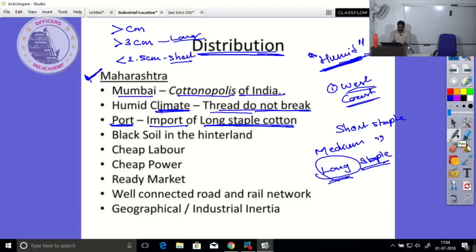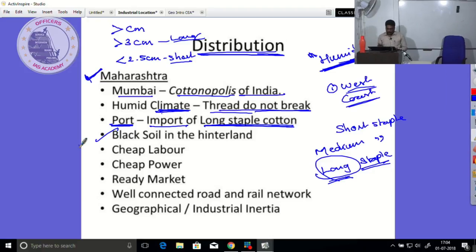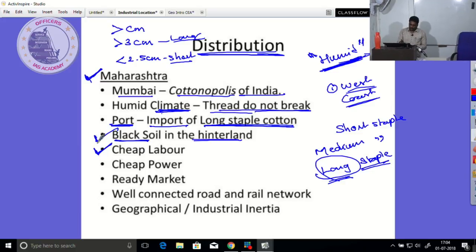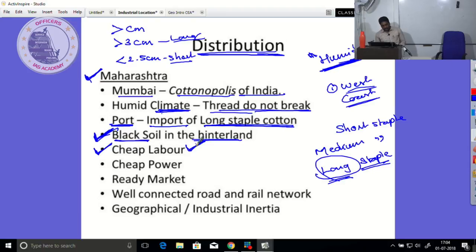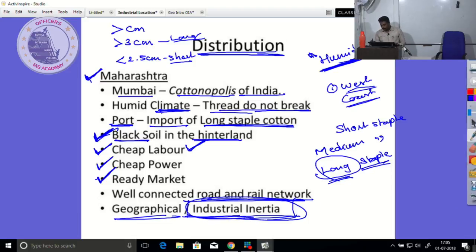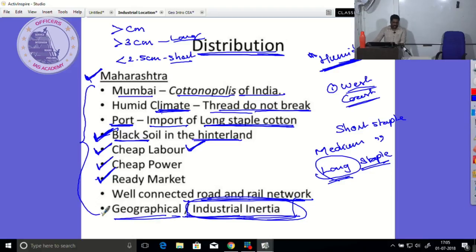Apart from that, when I talk about the locational aspect of Maharashtra, yes, it is located along the black soil in the interland. Apart from the black soil, you have the availability of cheap labor. Entire India, this factor almost works. Cheap power. Ready market. Mumbai itself is one of the greatest markets for it. Well-connected road and rail network. And obviously, the so-called geographical or industrial inertia. If I remember, in 1854, the very first successful cotton textile industry was set up in Maharashtra. The first attempt was a failure, and the 1854 setup was successful. That also acts as that industrial inertia. Now these are some of the factors which justify the location of cotton industries in Maharashtra, sir.